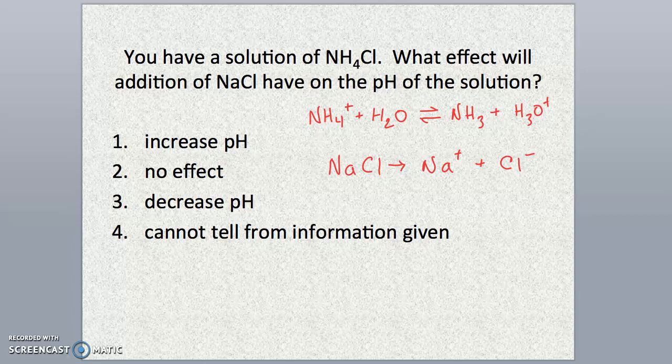The ammonium ion will react with water to form the conjugate base, ammonia, plus the hydronium ion. Adding NaCl will have no effect on this equilibrium. Since it is not part of the equilibrium, it will not cause a shift, and if you look at the reaction of both ions from sodium chloride with water, you'll realize that it's a neutral salt.